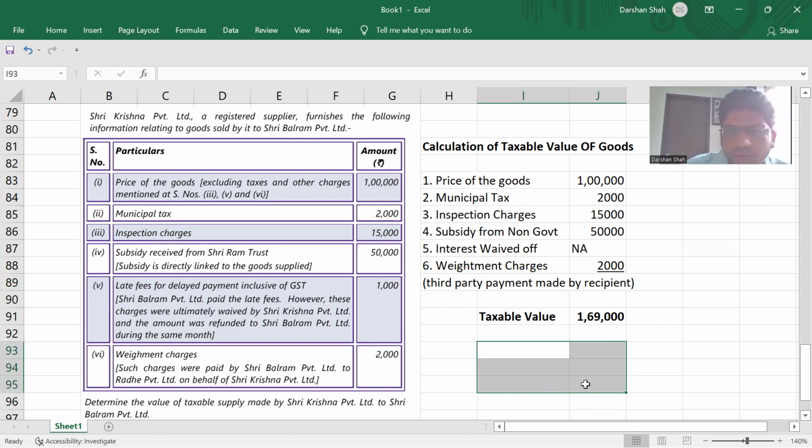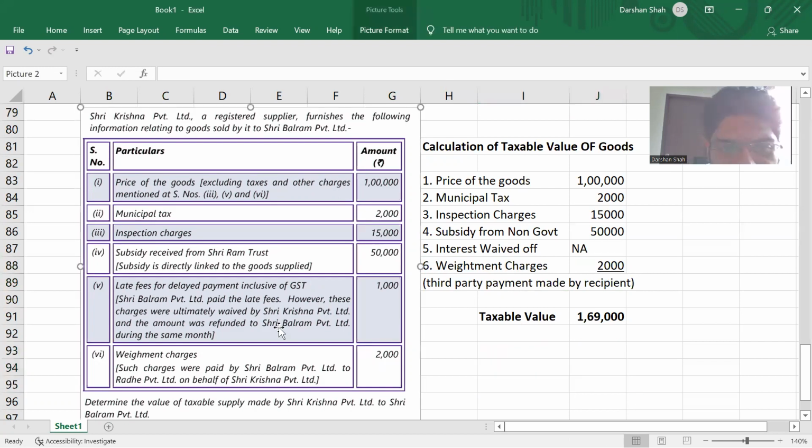Okay, done. Now the doubt is for the fifth one, late fees. Late fees generally we include, right? But what they have given in the explanation, the company paid the late fees. However, these charges were ultimately waived off by Krishna. Waived off means they have forgiven you for the late fee, and they have not charged you. The amount was refunded. Refunded means eventually the interest fee was not paid. If it is not paid, it will not come under the value.